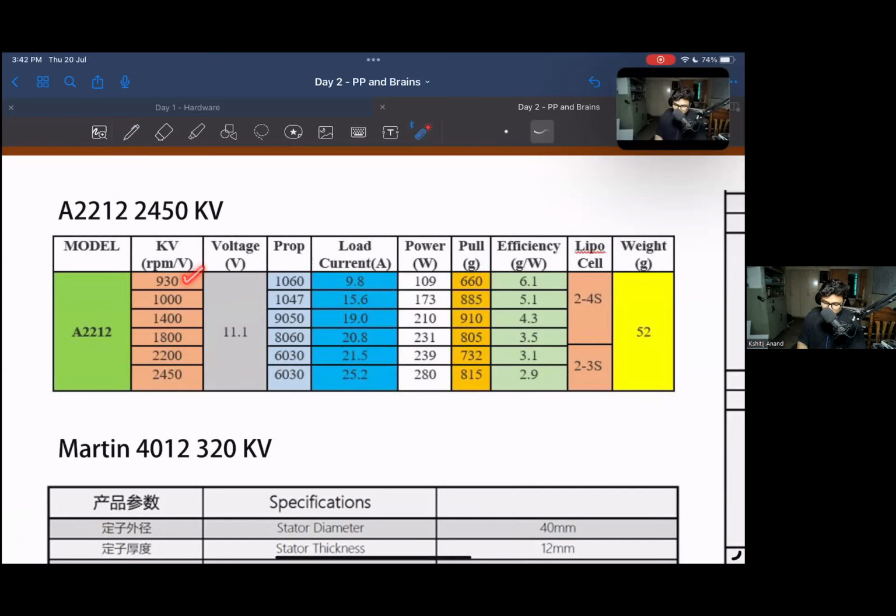It comes in 930 kV rating, 1000 kV rating, 1400, 1800, 2200, 2450. All of the operating voltages are 11.1 volts. Can someone just tell me in the chat, if I am to use 11.1 volts as the nominal or operating voltage, how many cells should the battery pack have?